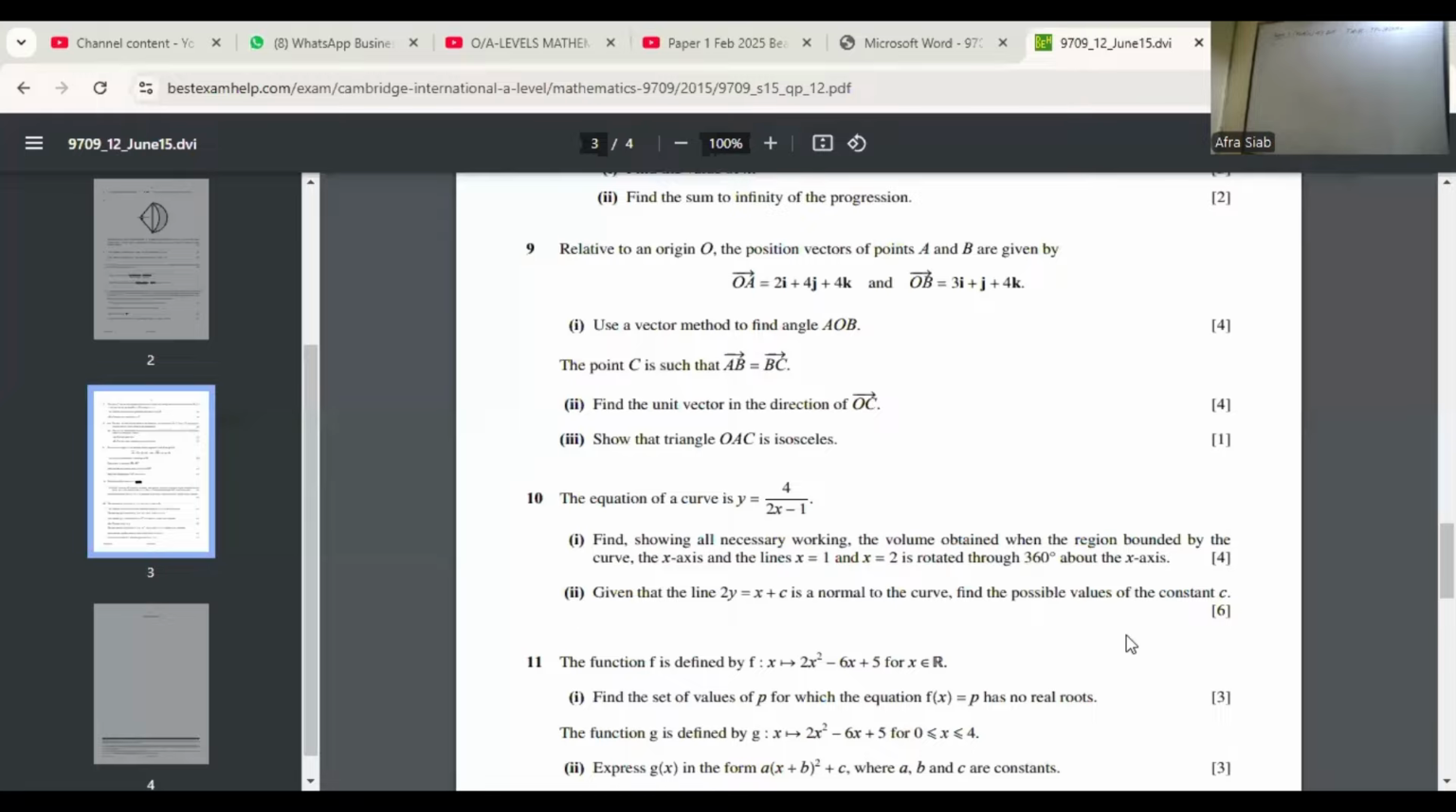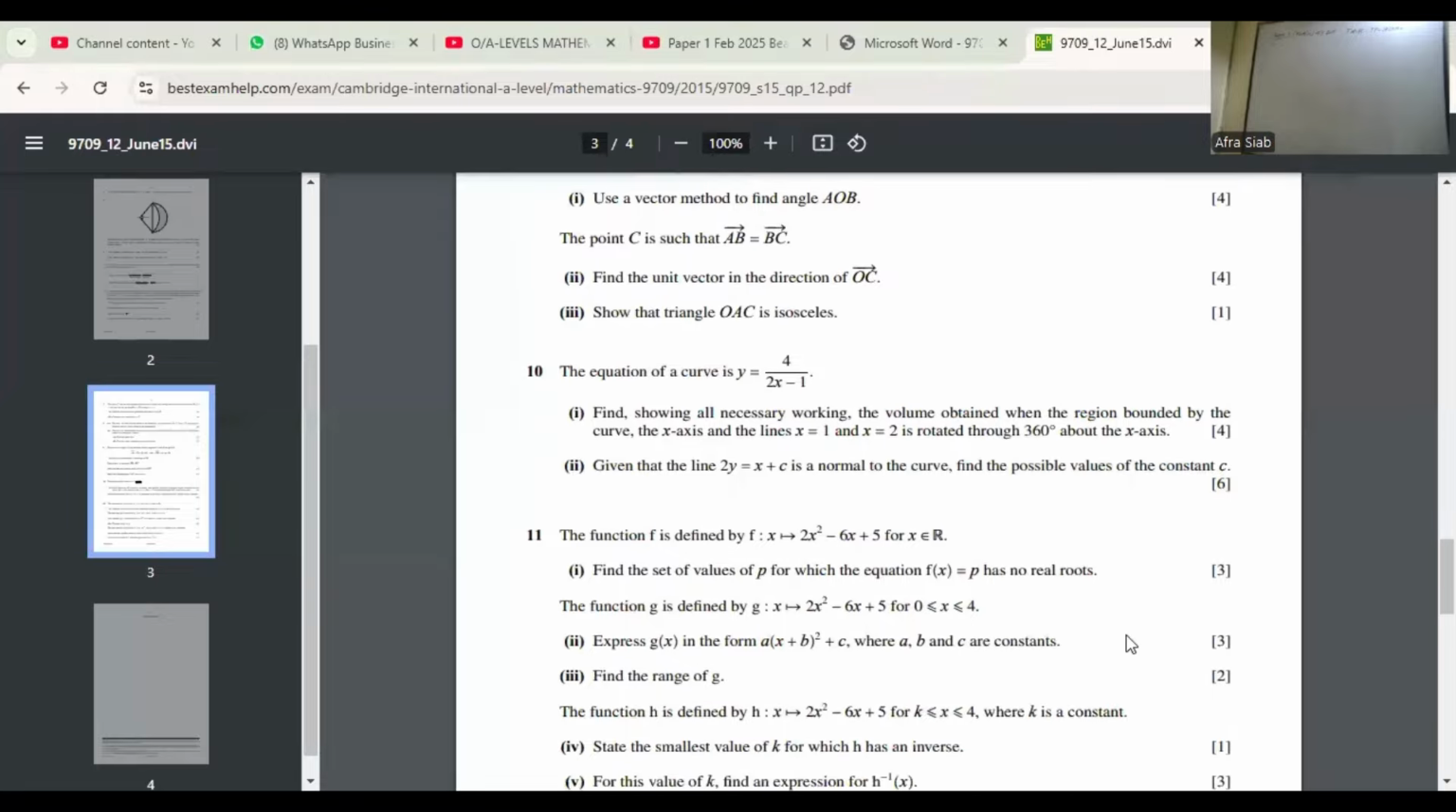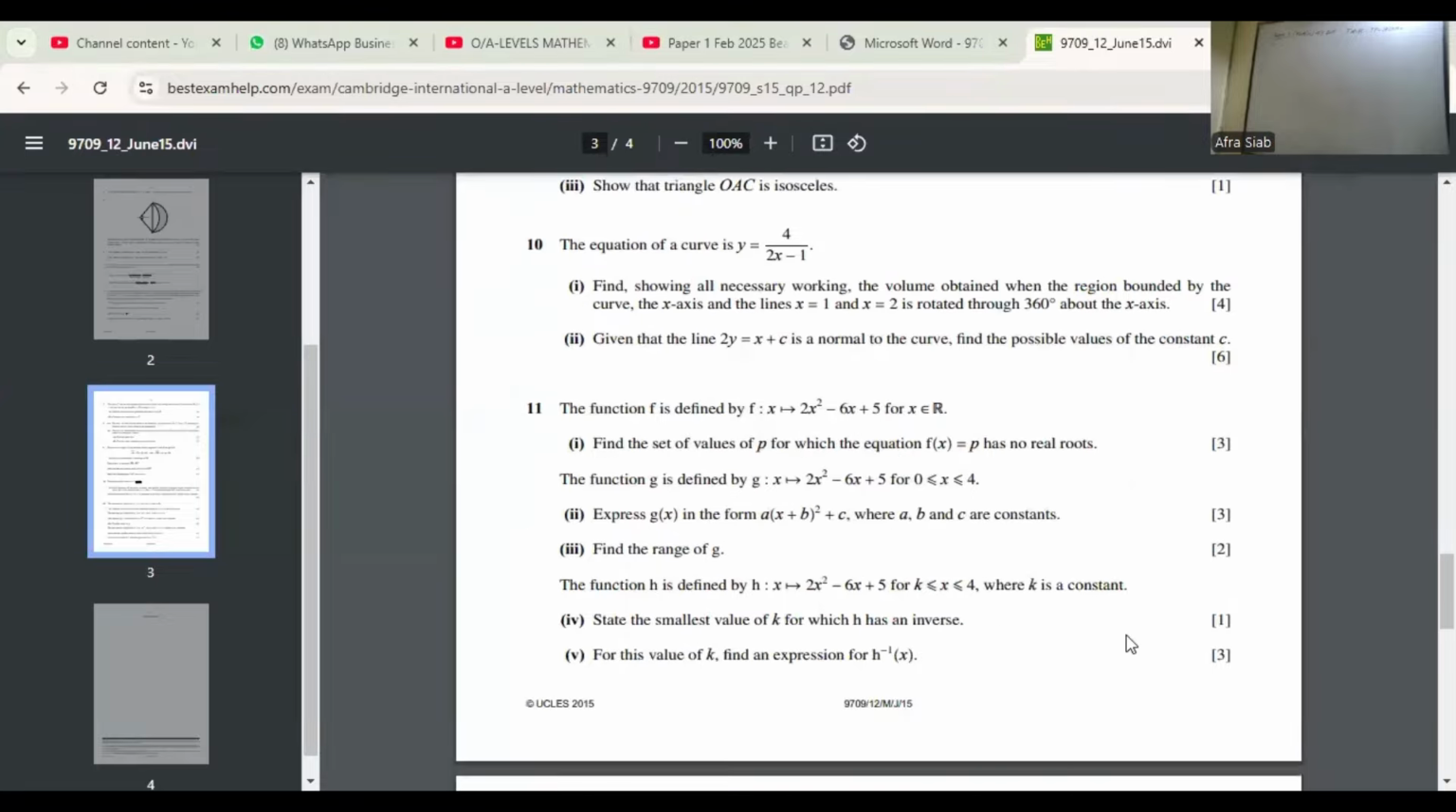Now we are starting the last question of this, which is question number 11. The function f is defined as f of x is equal to 2x square minus 6x plus 5, where x belongs to the real numbers. Find the set of the values of p for which the function f of x is equal to p has no real roots. So 2x square minus 6x plus 5.